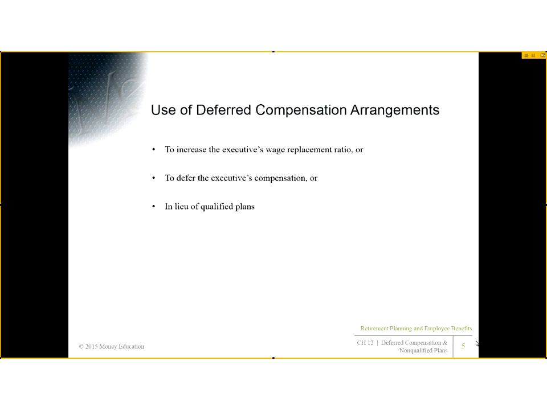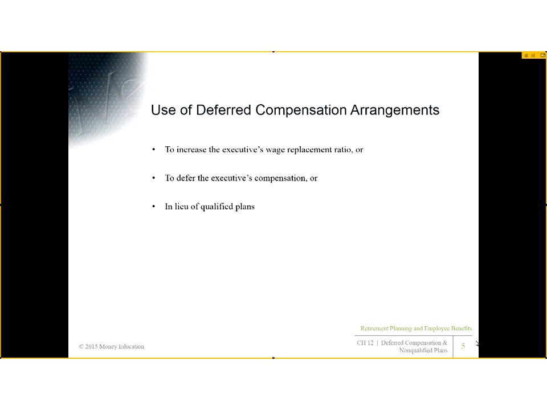So the reason that we use these types of non-qualified arrangements, deferred compensation arrangements, is to increase the executive's wage replacement ratio, as we referenced, and to defer the executive's compensation. When an executive is in the working years, we're talking about people who are almost always earning above the $265,000 amount. They are very likely going to be in the highest income tax bracket, and they may not be after they retire. So it may make sense for them to defer paying the taxes on that money until the time when they're in a lower income tax bracket.